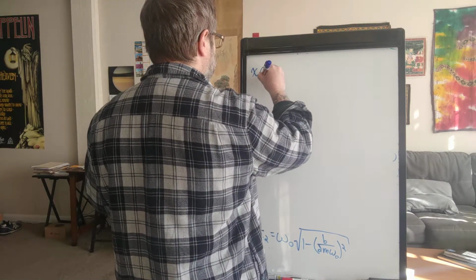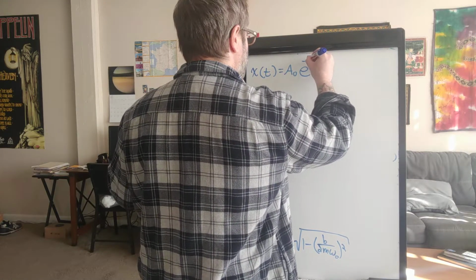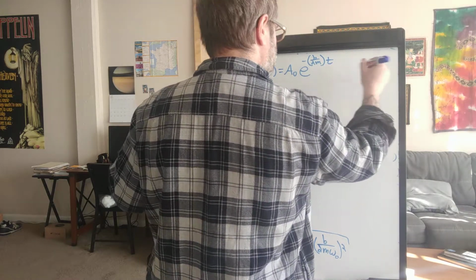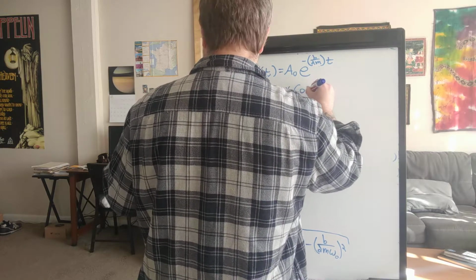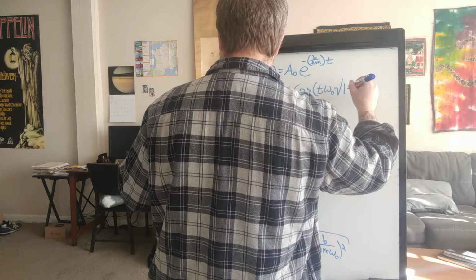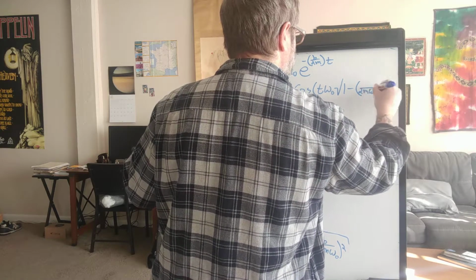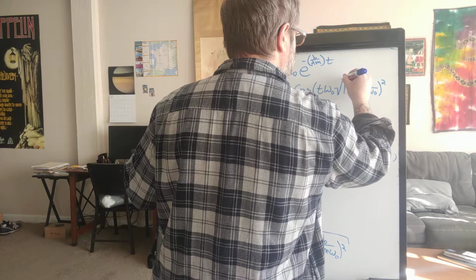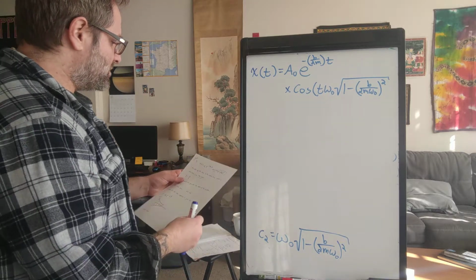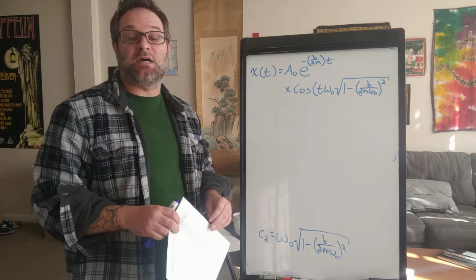So we have x as a function of t equal a naught e to the negative quantity b over 2m times t, times cosine of t omega naught, that natural frequency, times the square root of 1 minus b squared over 2m omega naught squared under the square root. Okay. So the ratio of the mass to the drag constant is what's known as a type of time constant, right?